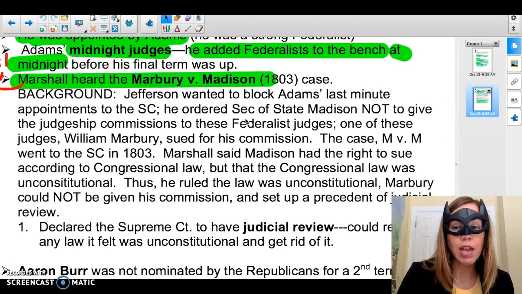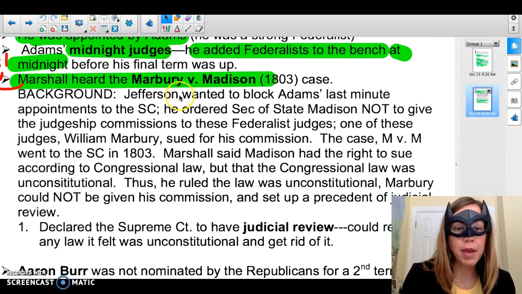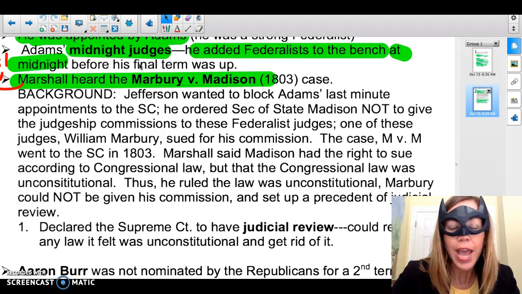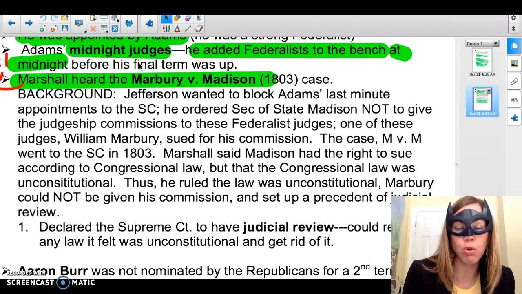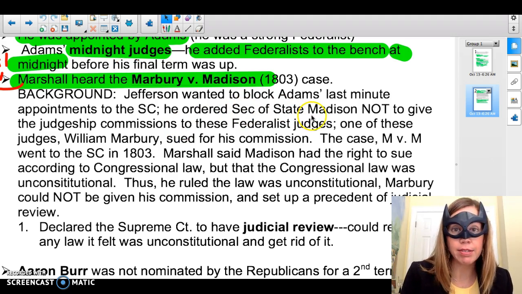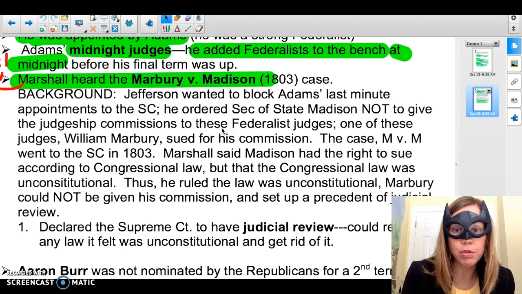So you remember this case from civics, Marbury versus Madison. Jefferson wanted to block Adams' last minute appointments. Jefferson says, no, no, no, he can't do that. I know he's going out of office, but at midnight he cannot pack the court with all these justices that are Federalists. So he orders Secretary of State Madison not to give the judgeship commissions to these judges, not to allow them to serve. One of them was William Marbury, who sues for his commission, saying, I got appointed by Adams, I should be able to serve.